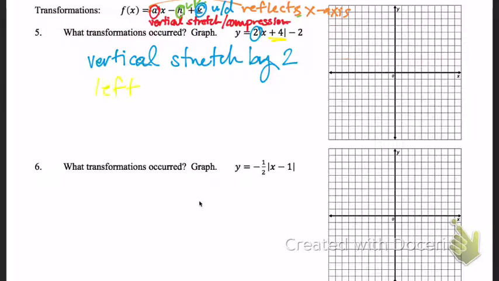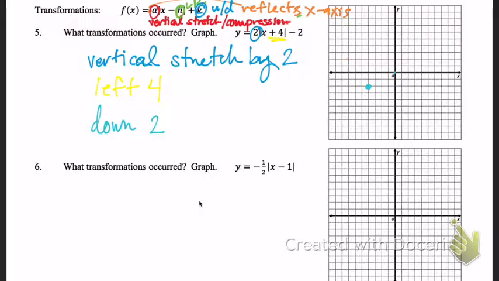Left 4, and the 2, down 2. Good. So I'm going to start at 0, 0. To plot my vertex, or to plot that center point of the V in my absolute value, I'm going to go left 4, I'm going to go down 2.